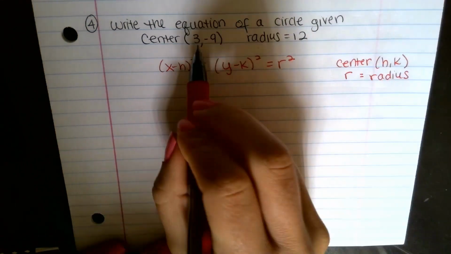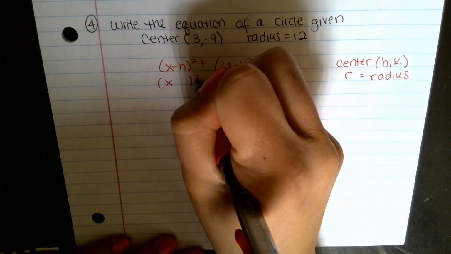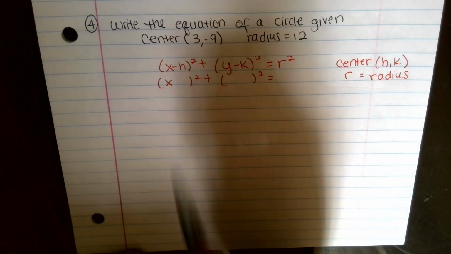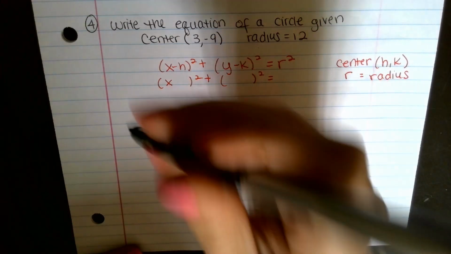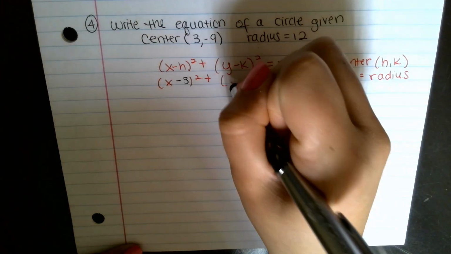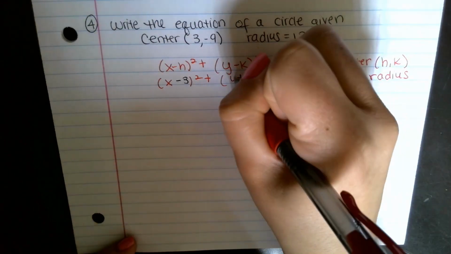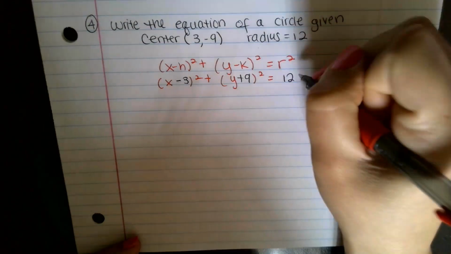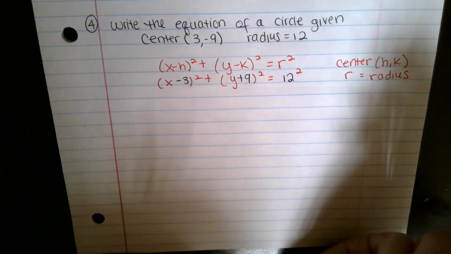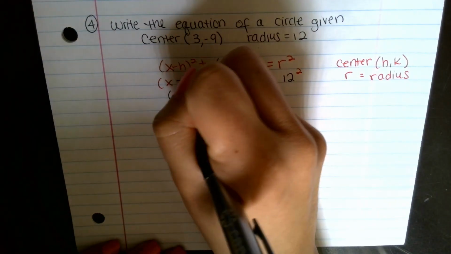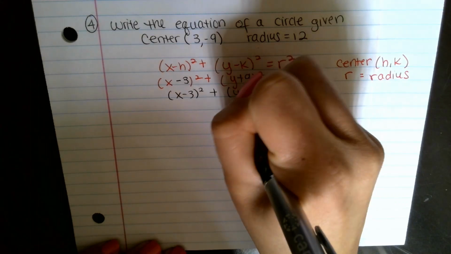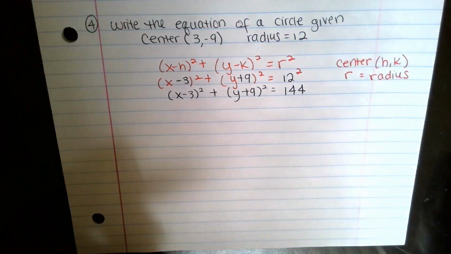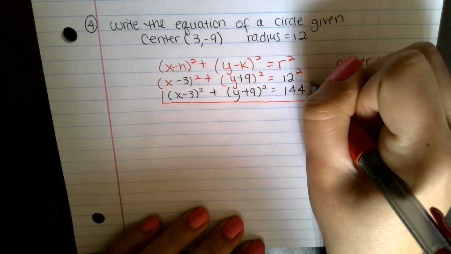Okay, so all I'm going to do is plug in my values here. So I have x. My center is at (3, -9), so it's the opposite signs, right? So this is going to be -3, and this is going to be plus, oops, I forgot the y. It's going to be +9, and my radius is 12, and then I have to square it. So my final answer for the equation of a circle with that center is going to be (x - 3)^2 + (y + 9)^2 = 12^2, which is 144. And that's your final answer.